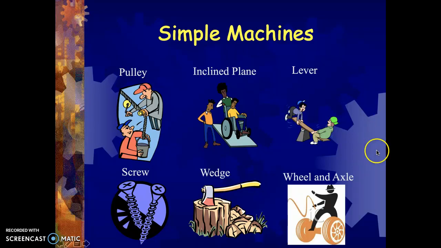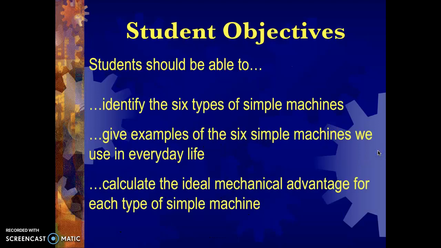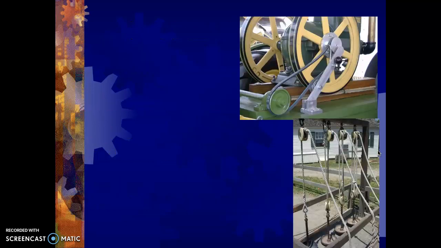At the completion of this lesson, you should be able to do the following. You should be able to identify the 6 types of simple machines. They were just listed on the previous slide. You should be able to give an example of each of the machines used in everyday life. And finally, you should be able to calculate the ideal mechanical advantage, or IMA, for each type of simple machine.